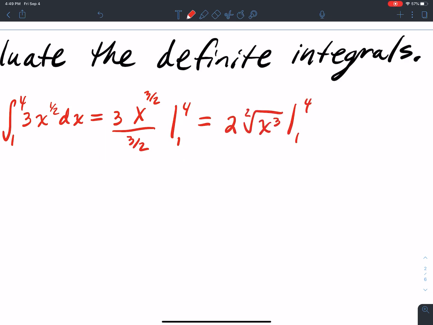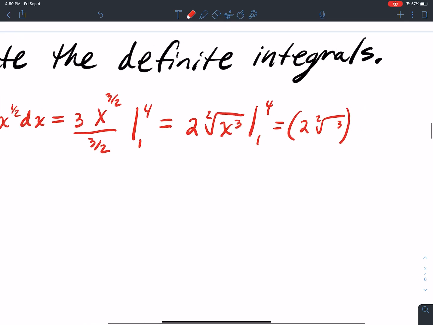Anyway, whenever I simplify this, keep change flip tells me that the 3x to the 3/2, and then this flips to be 2 over 3. Those 3's cancel, so I just have a 2, right? And then x to the 3/2 is taking the square root of x cubed. Okay? If I evaluate this from 4, f of 4 minus f of 1, this will simplify.